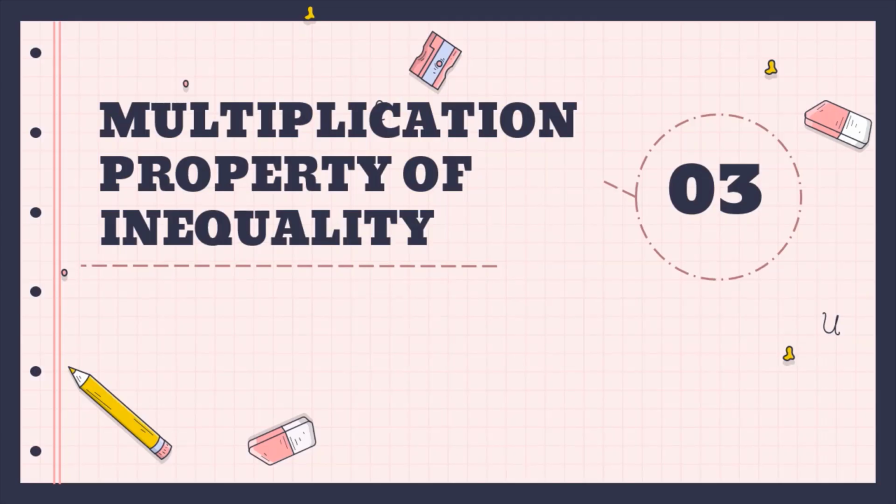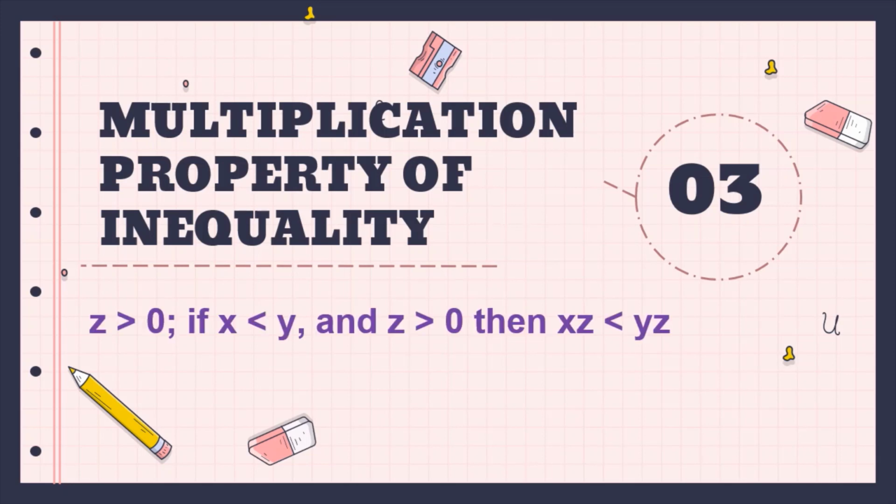Next, multiplication property of inequality. So, z is greater than 0. So, dapat daw yung z is mas mataas sa 0. Yung equivalent ng z ay mas mataas sa 0. Ano ba yun? 1, 2, 3, yung whole numbers. Then, if x and y, yung x daw is less than sa y, and z is greater than 0, then xz is less than yz.